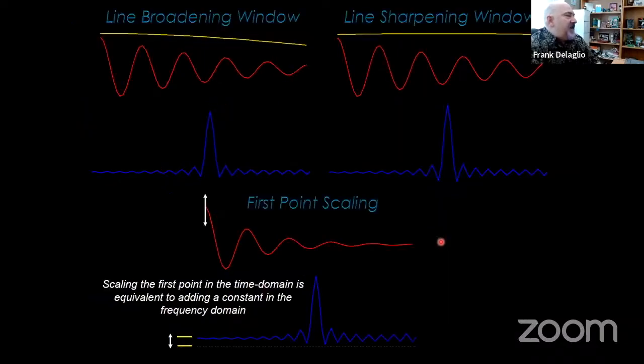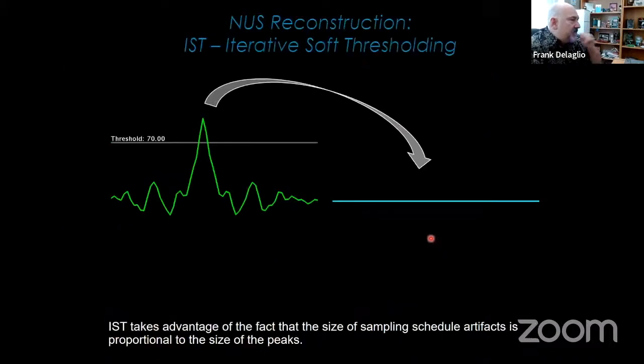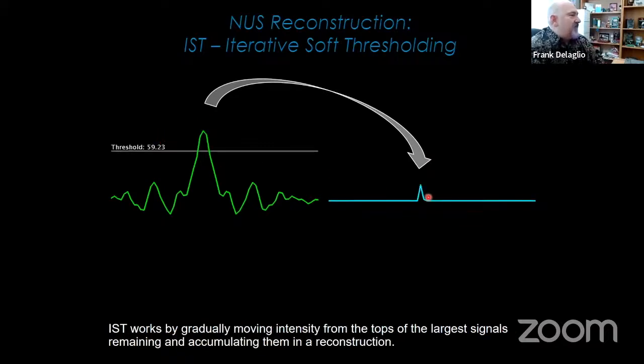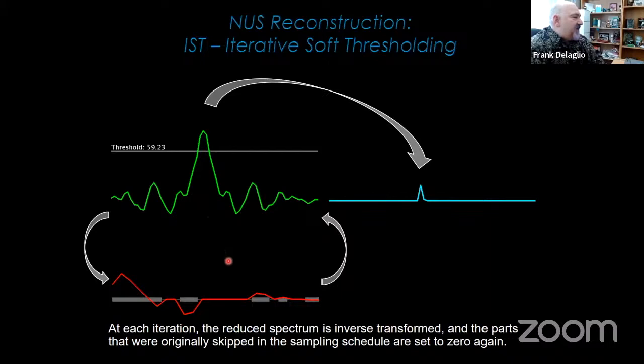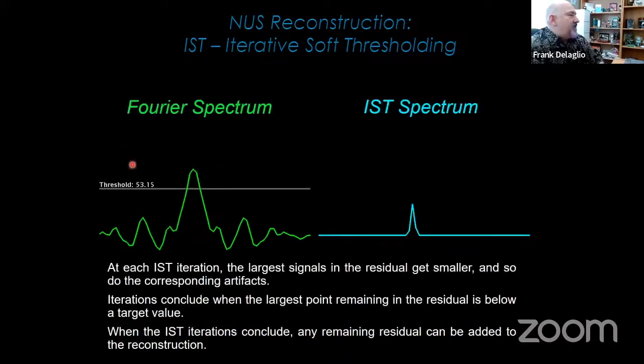And the methods that we use are pretty simple. We draw a threshold that's relatively high, and we transfer some of the intensity from the top of the largest peaks to a secondary spectrum. And then we inverse transform this data back into the time domain, delete the points that were skipped during the non-uniform sampling, and then transform it back into the frequency domain.